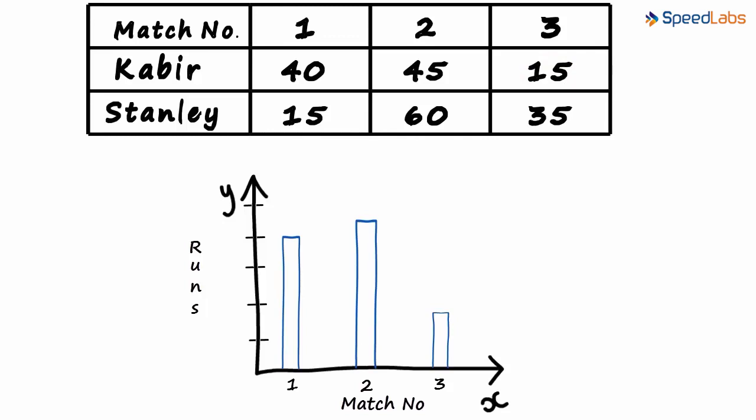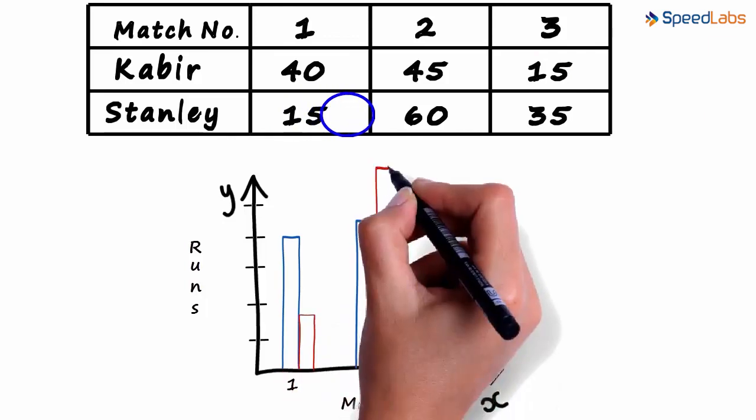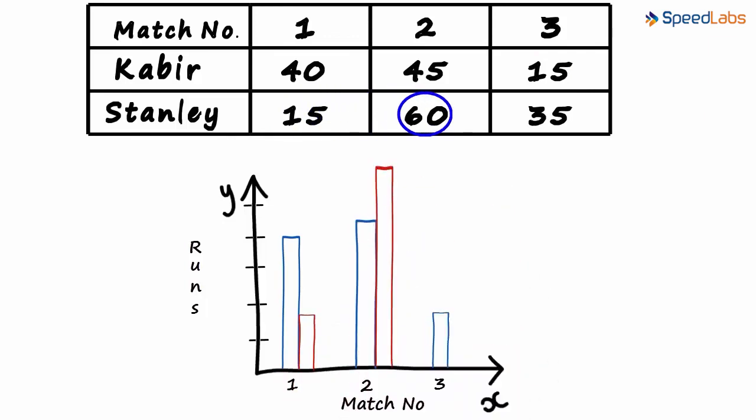In the first match, he scores a 15. In the second, he scores a 60. The second red bar will be taller than the second blue one. And the bar for 35 runs would look like this. This is how it would roughly look.